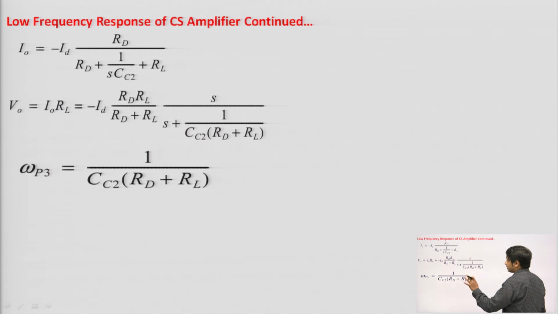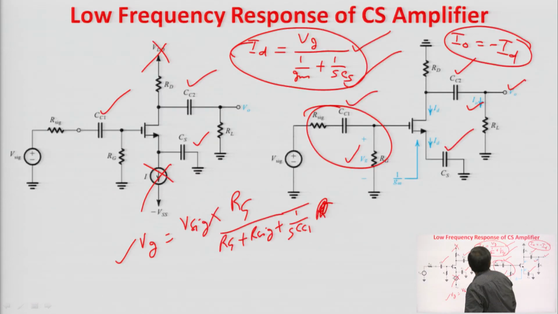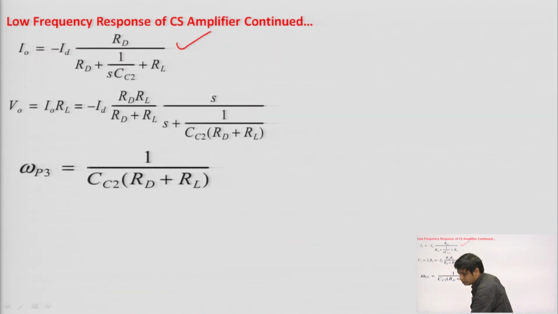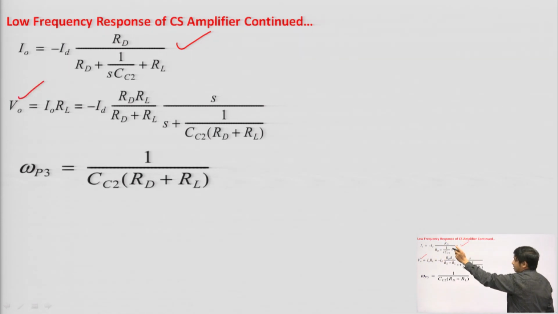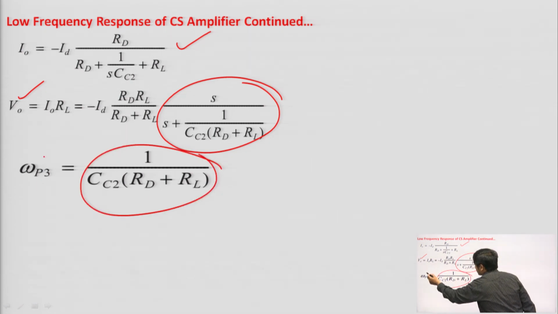Similarly, to calculate the third corner frequency, we will calculate the value of I naught here. Now, one thing we need to modify here is, this is actually not I naught equal to minus Id. It will be I naught equal to minus Id into equivalent impedance, that is opposite branch upon total. So, here we will get this I naught expression, from there we can calculate the value of V naught, and again it is in the form of S upon S plus something. This something is your third corner frequency.